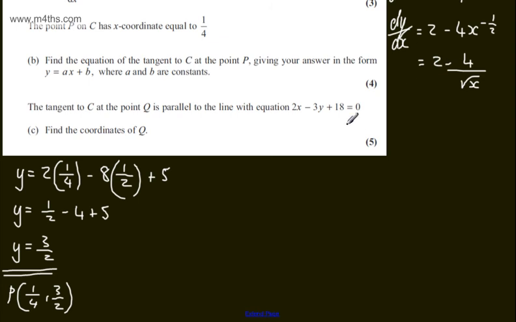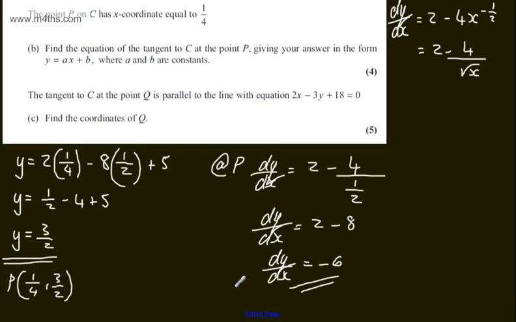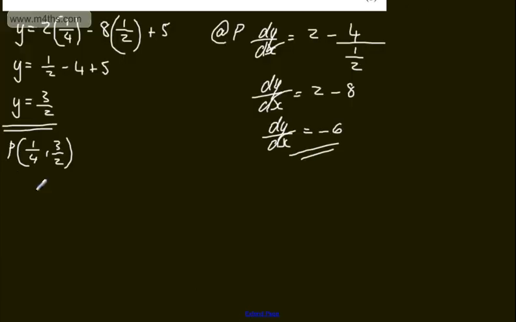We now need a gradient. Dy by dx is the gradient function. So we can say at P, dy by dx, the gradient function, and I'm going to use the second one, will be 2 minus 4 over the root of x. Now the root of 1/4 is 1/2, this gives me that dy by dx will be equal to 2 minus 4 divided by 1/2, which is going to give me 8. So we can say that the gradient is minus 6. So we have a gradient, we have a point that it goes through. We simply need to sub this into the equation of a straight line.